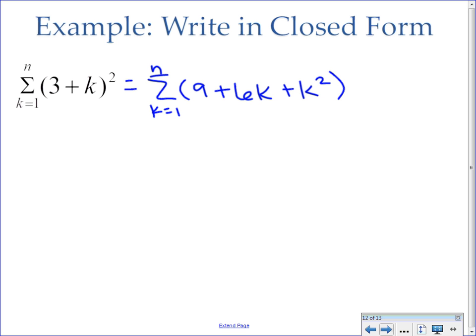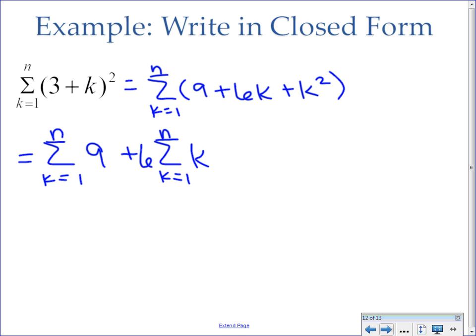Okay. We can rewrite our binomial squared as this, and then we can break it up into 3 summations, where we have the summation from k equals 1 to n of 9, plus the summation, well, we can pull the 6 out in front and leave k inside because we have a shortcut for that, don't we? And then the summation of k squared.